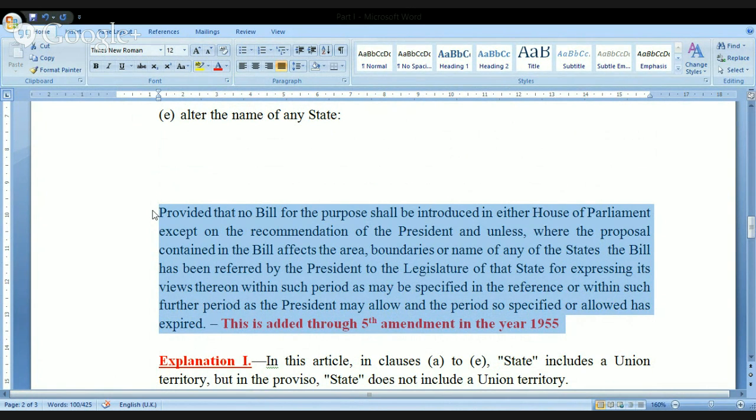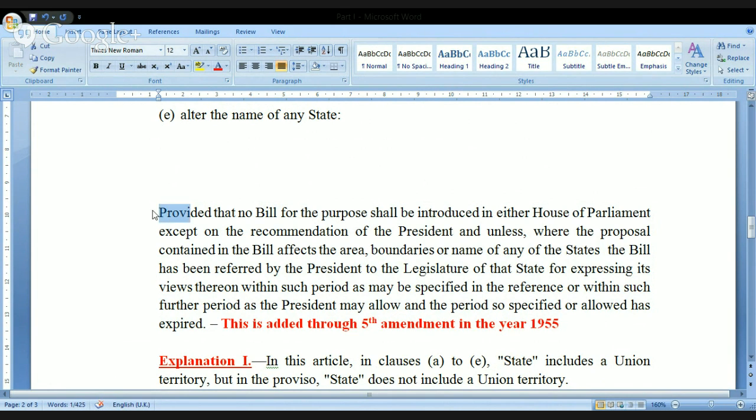What is this? Let's try to understand. Kindly remember, I am going to talk to you regarding Article number 3 only. What is the content of Article number 3? We have understood in a very, very clear manner. Now let us see. Look at this.